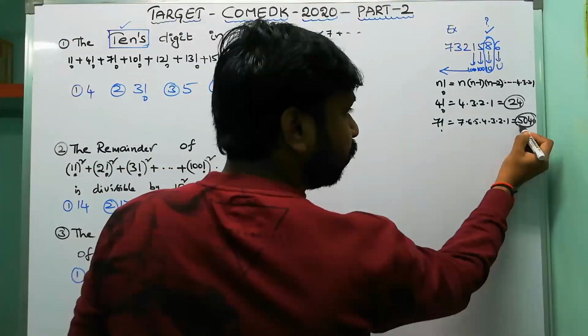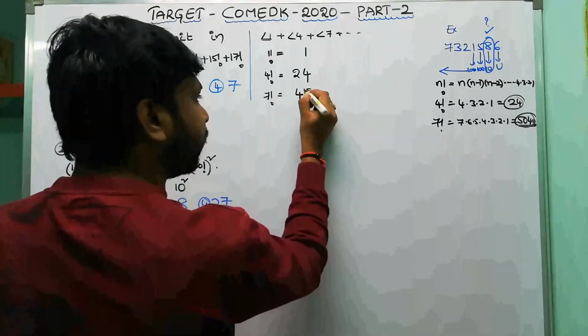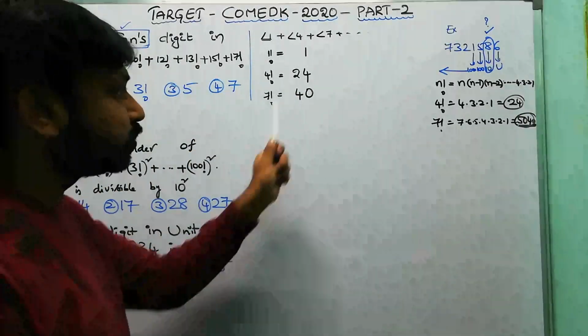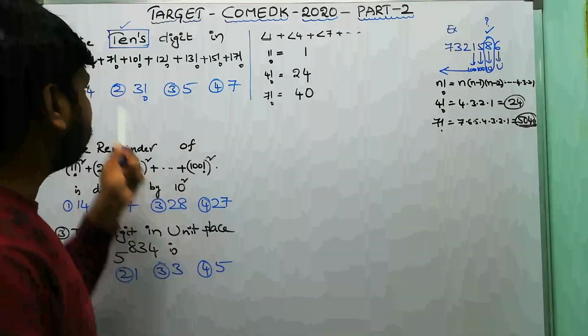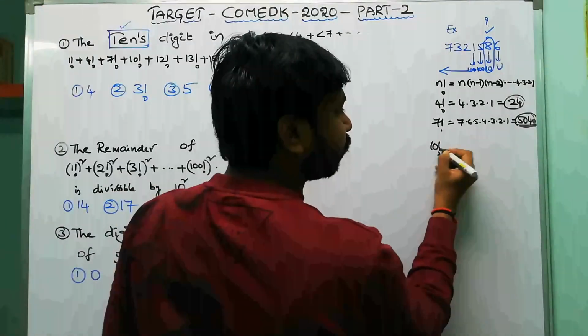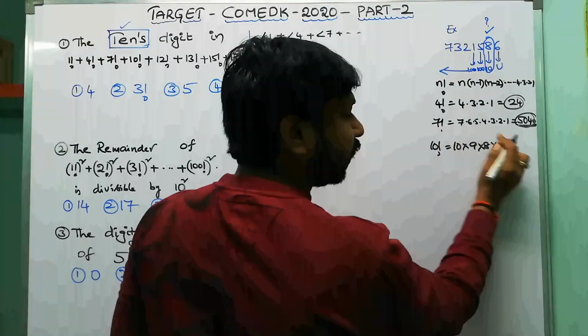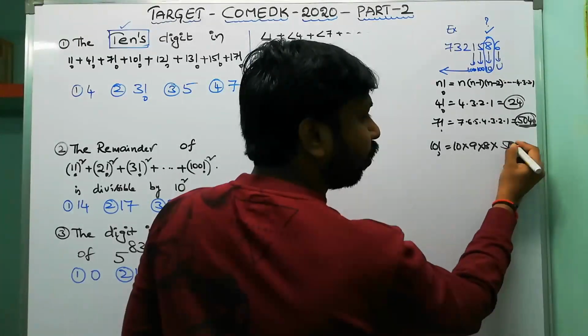In this result, you don't want the complete value; I'm copying just the last two digits, that is 40. Why? Because I want this sum only. Coming to next, friends, 10 factorial. 10 factorial means 10 into 9 into 8 into 7 factorial, continuing. The 7 factorial result you already have.